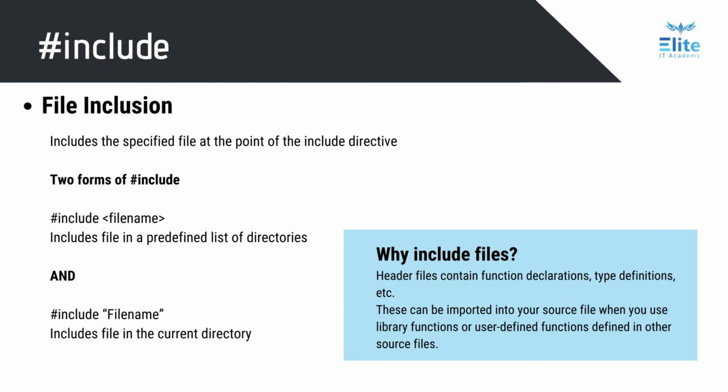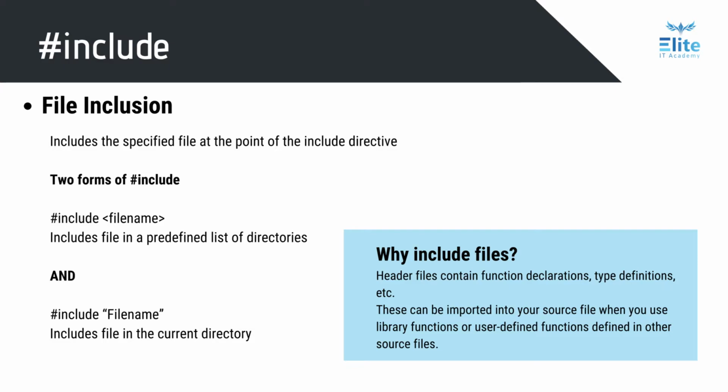The second compiler directive that we will discuss today is the hash include directive. We know that every function needs to be declared. Functions in the C standard library are declared in header files. In addition, the header files also contain symbolic constants, user-defined types, etc. The standard C library has many functions which are split into multiple header files. These header files can be included in your programs with the help of the hash include directive.